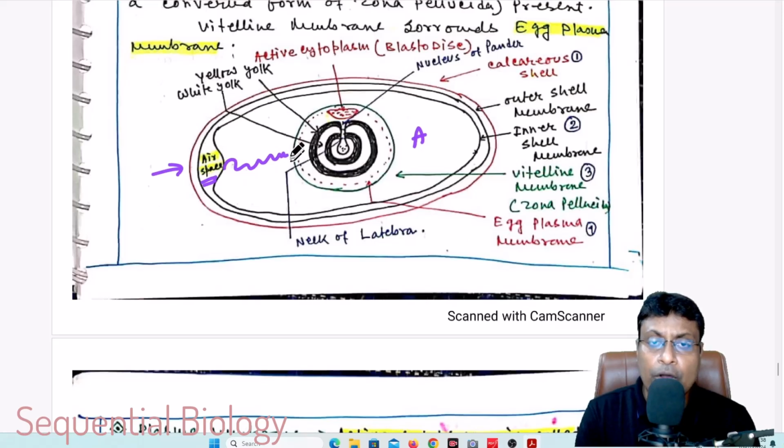And inside of this albuminous layer, there is the vitelline membrane, and this vitelline membrane is covered by the plasma membrane. And here you can see the yolk, and two regions of the yolk can be found in the chicken egg. One is yellow yolk and another is white yolk. And due to the presence of the yolk, the active cytoplasm is present in just a small region, and this active cytoplasm is known as the blastodisc, and this resides at the top of the yolk.